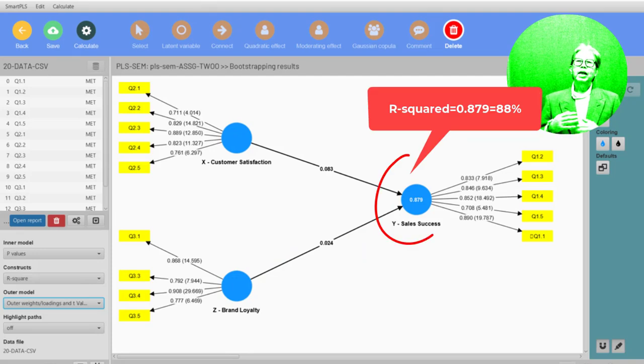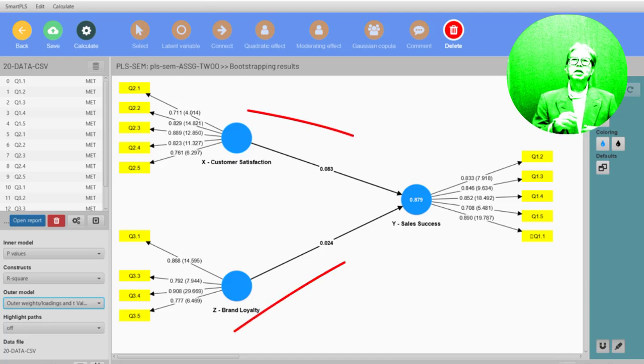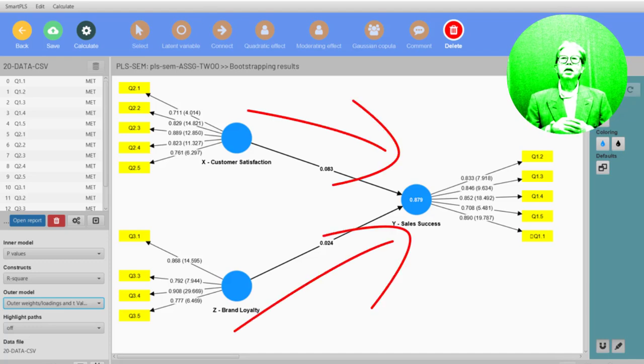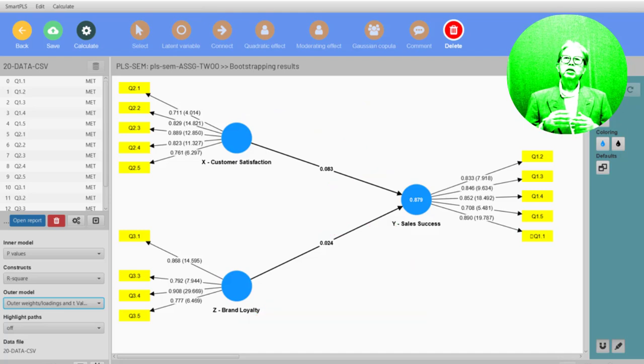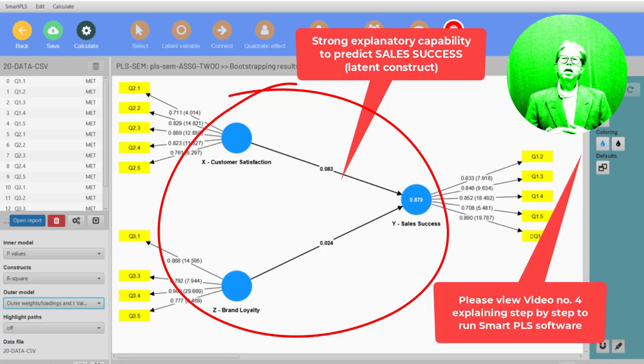The R-squared for the latent construct of sales success was calculated as 0.879. This indicates that about 88% of the variance of sales success is explained by the exogenous constructs like customer satisfaction and brand loyalty. These findings highlight strong explanatory capability, which validates the relevance of partial least squares structural equation modeling to explain and predict the latent construct of sales success index.